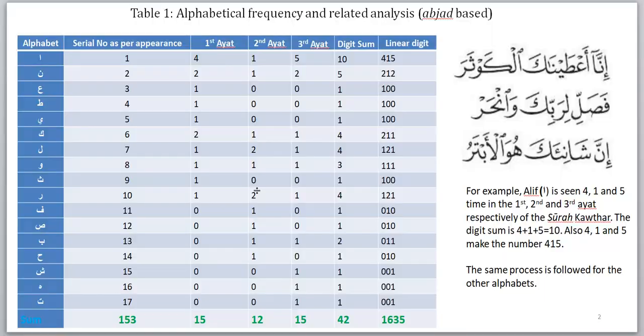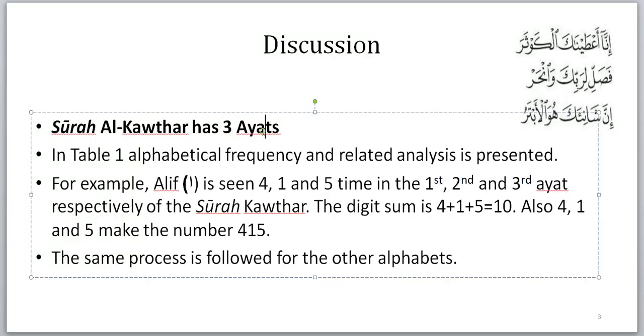In the third slide, we are on discussion. We know that Surah Al-Kawthar has three ayats. Inna a'tainaka al-kawthar fasalli li rabbika wanhar inna shani'aka huwal abtar. It is the shortest surah of the Holy Quran, and this has only three ayats.